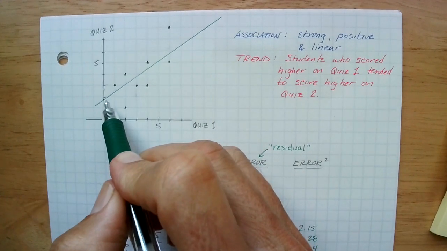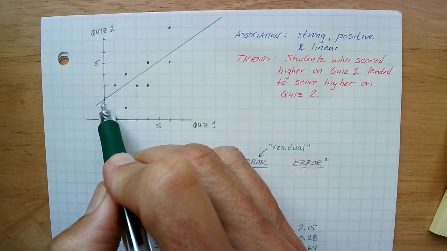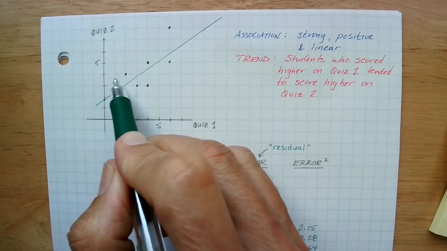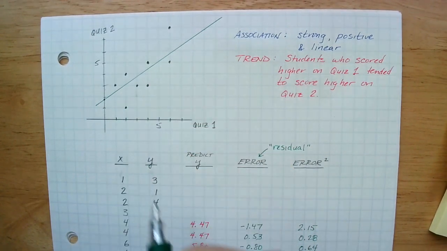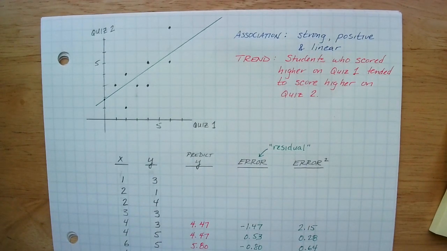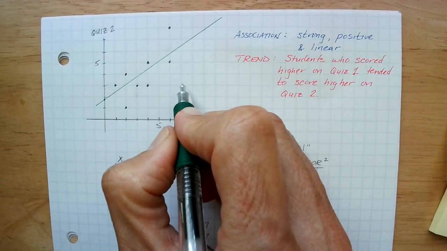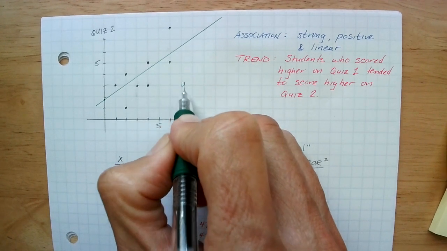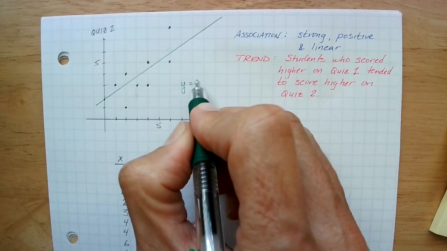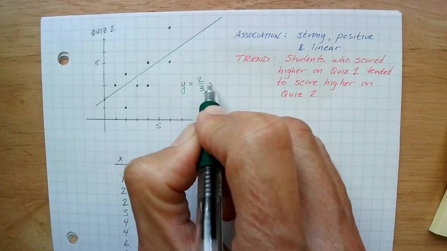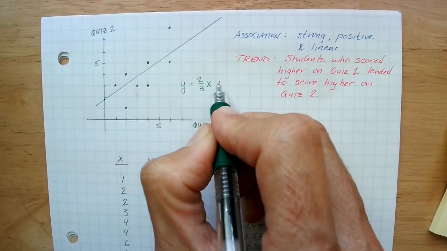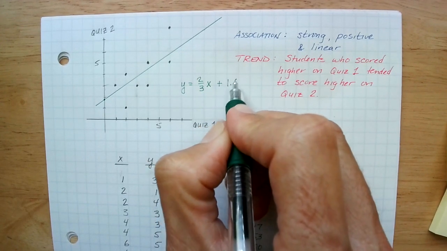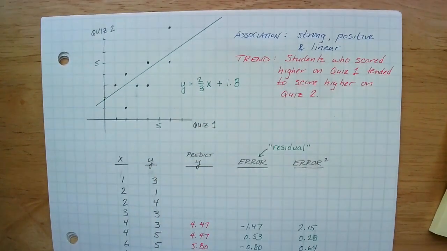And then I have to think about rise and run. So I don't know, maybe if I go up 2 over 3, up 2 over 3, yeah, it looks pretty close to an up 2 over 3 ratio. So for me, my line has the equation y equals 2/3 x, and then I was estimating the intercept to be about 1.8. So that's my line, and I should say my line of good fit.